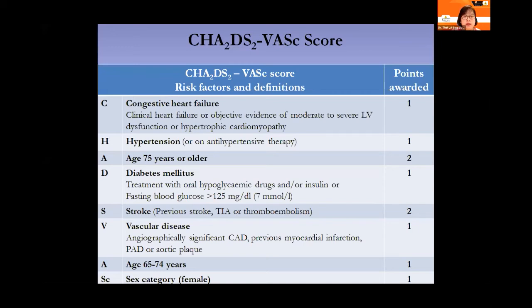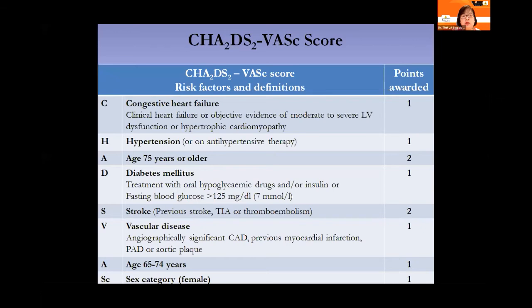And another one is H for hypertension, or if the patient is on antihypertensive therapy. And age is a continuous risk factor for stroke, and age 75 years and above will have 2 points. And another one is D for diabetes mellitus, whether the patient is having treatment with oral hypoglycemic agents or insulin, or having fasting glucose of more than 125 milligrams per deciliter.